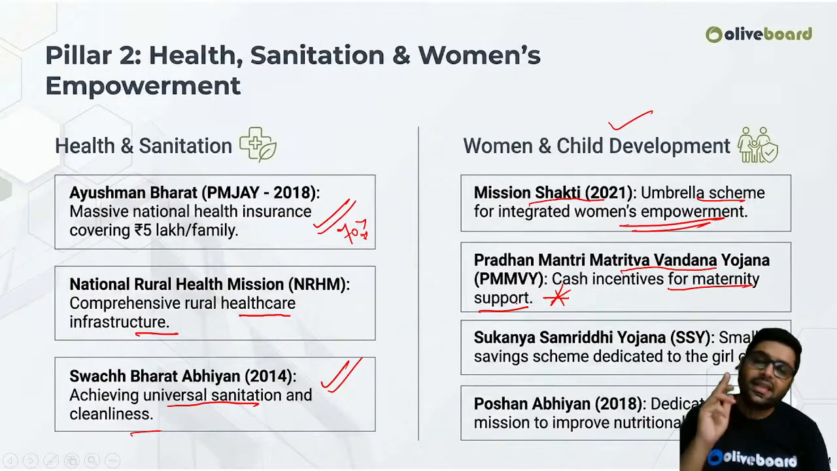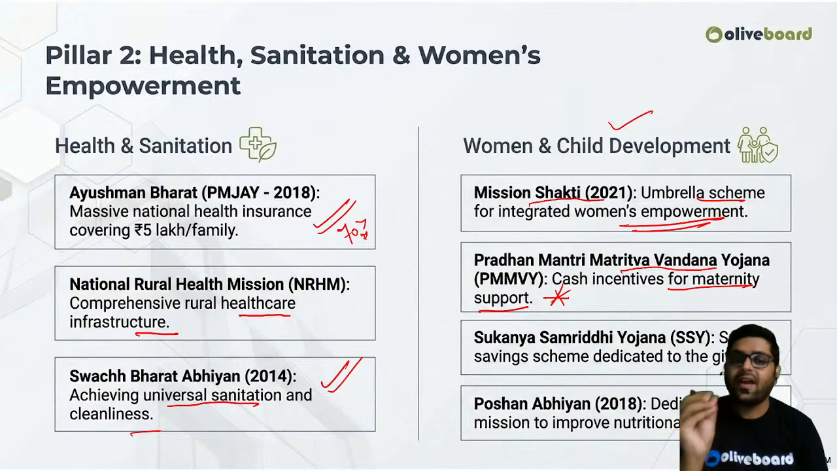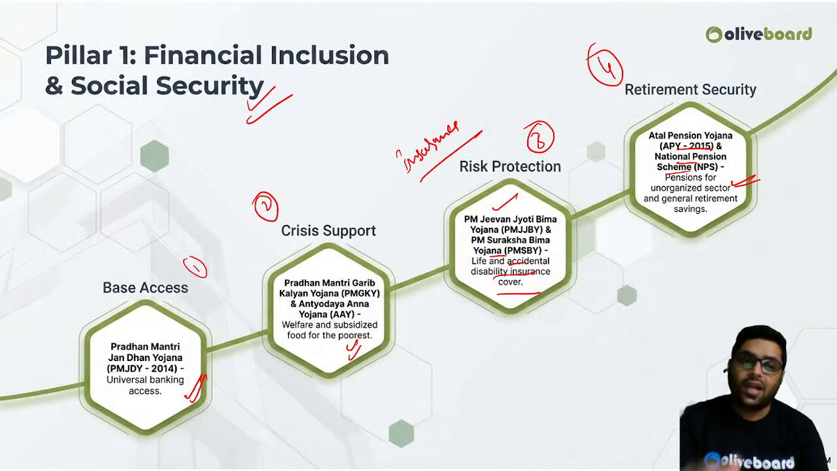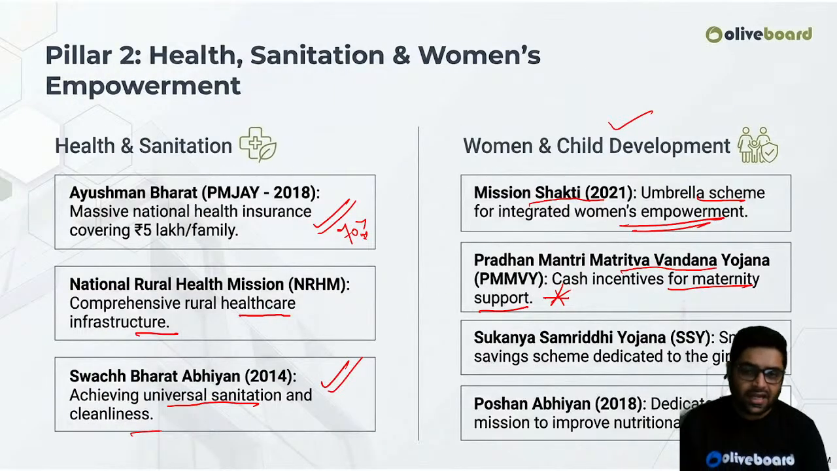Okay, all these schemes are very important. That's why I've brought just a list of some schemes under various topics. So, like I told you about financial inclusion and security, then I'm showing you health and sanitation. Now, women and child development.